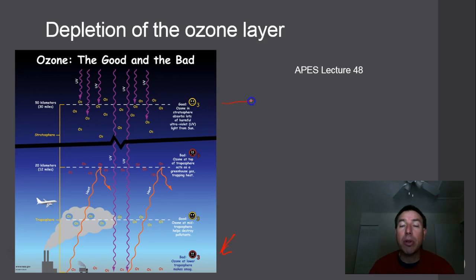However, ozone up here in the stratosphere is very important, and we do need this ozone. And so this is where we're going to focus here, on this good ozone. Remember that ozone down here in the troposphere is not a good thing. We do not want this, and it's considered a secondary pollutant down there.